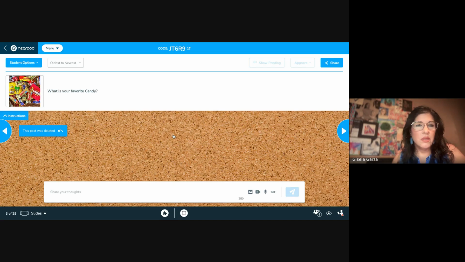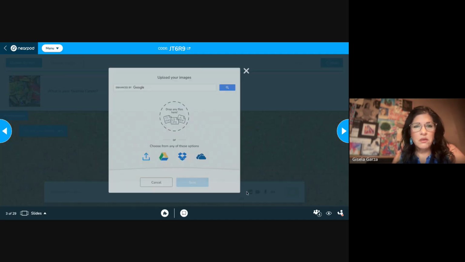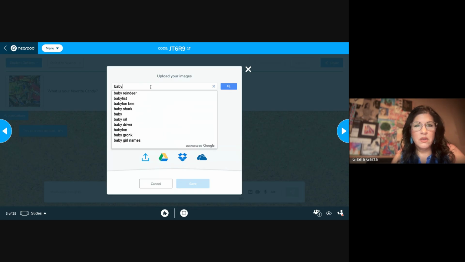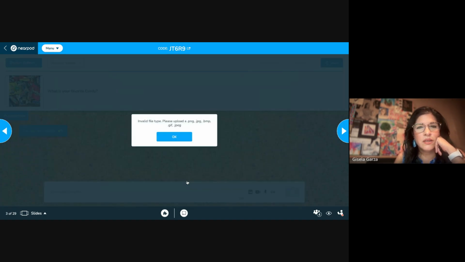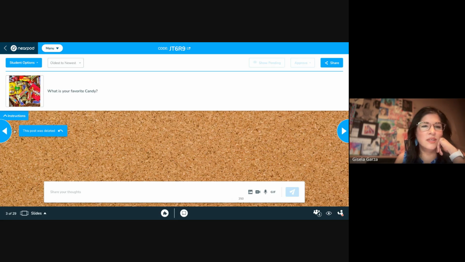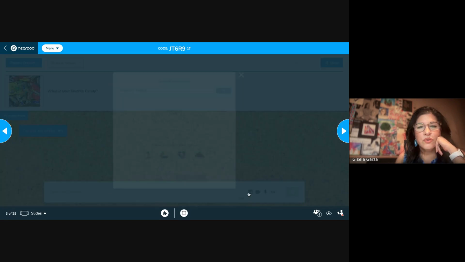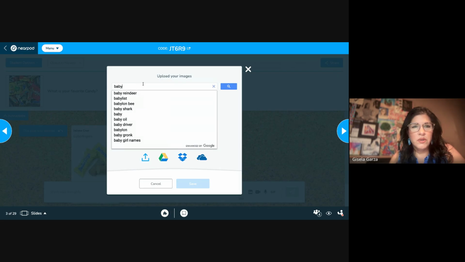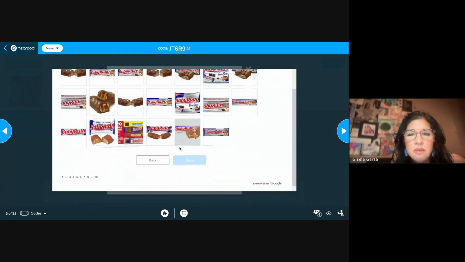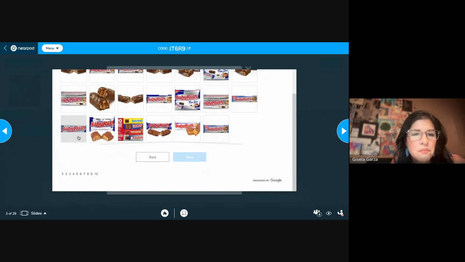Invalid file type. Did somebody post something? I thought I saw something. Am I just choosing all of them that are invalid? I don't know why. Oh, somebody deleted their post. No, show me. That's what I'm trying to do, but every single one that I click on tells me that it's invalid. How come?